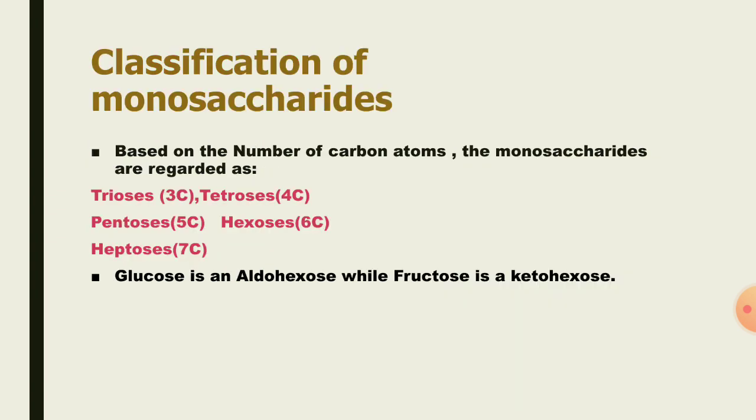Next one is classification of monosaccharides based on the number of carbon atoms. Monosaccharides are regarded as triose, tetrose, pentose, hexose, and heptose. Glucose is an aldohexose, while fructose is a ketohexose.